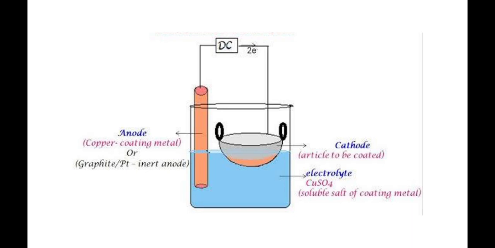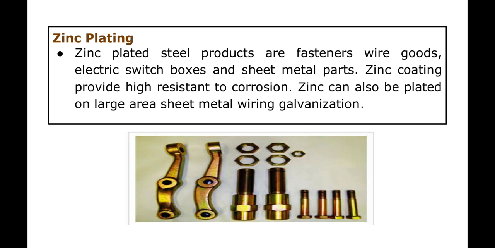So electroplating may have plating of different metals, and some of the important metals I am now going to describe. First is zinc plating. Zinc plated steel products are fasteners, wire goods, electric switch boxes, and sheet metal parts. Zinc coating provides high resistance to corrosion. Zinc can also be plated on large area sheet metal, which is called galvanization. Here I have shown some zinc plated steel products. Look at the slide.